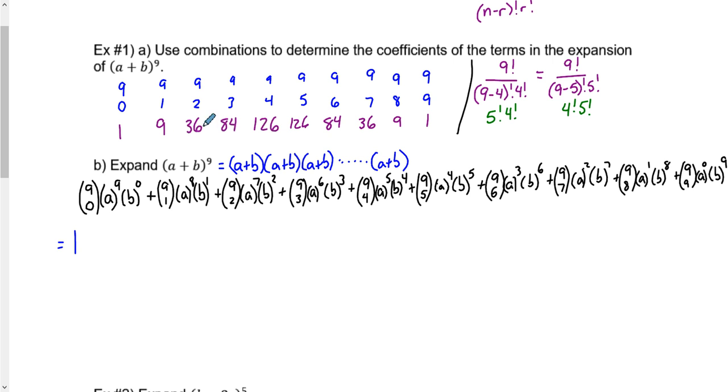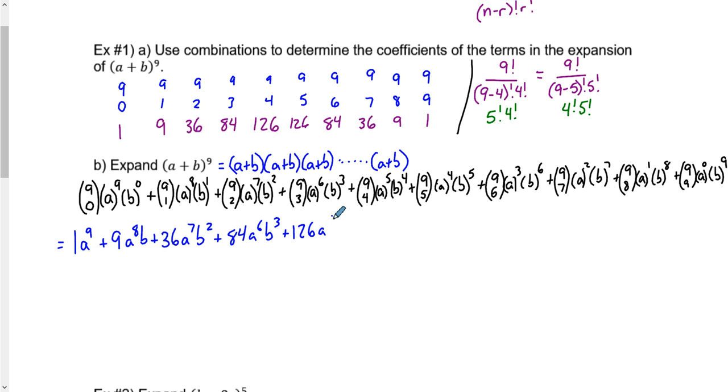9C0 is 1. We already had done all those calculations here. A to the power of 9 is just a to the power of 9. B to the power of 0 is 1, so you don't have to write b to the power of 0. 9C1 is 9, a to the power of 8, b. 9C2 is 36, a to the power of 7, b squared. 84, a to the power of 6, b to the power of 3.